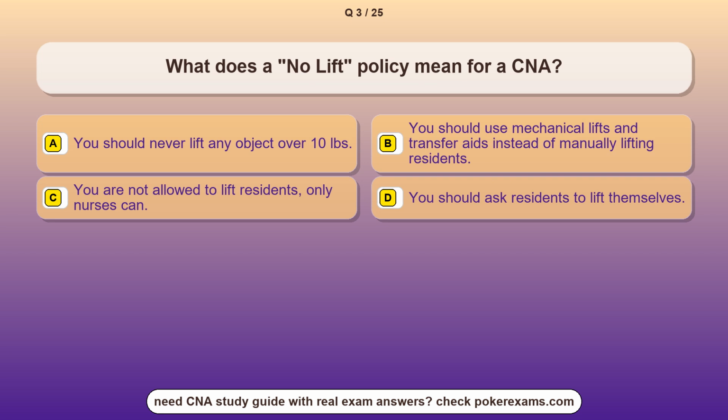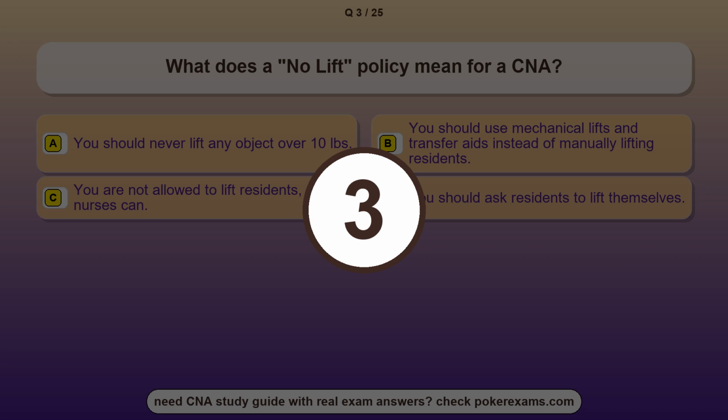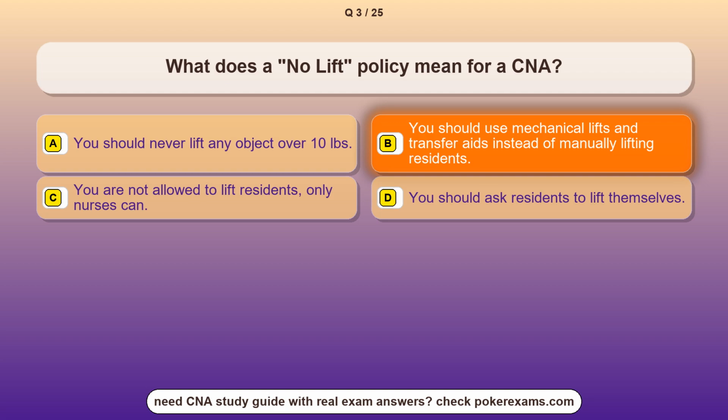Question 3. What does a no-lift policy mean for a CNA? Option A, you should never lift any object over 10 pounds. Option B, you should use mechanical lifts and transfer aids instead of manually lifting residents. Option C, you are not allowed to lift residents, only nurses can. Option D, you should ask residents to lift themselves. The correct answer is option B, you should use mechanical lifts and transfer aids instead of manually lifting residents.